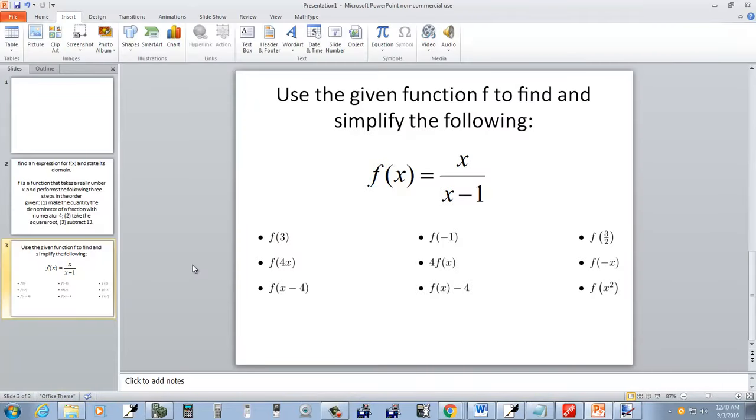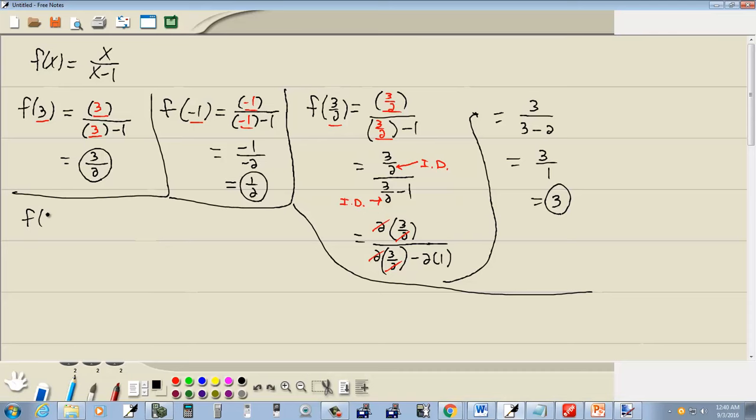Okay, next one is f of 4x. And again, evaluating a function is always the same. You go back to your original function and you replace your variable with parentheses. So I'm going to have parentheses over parentheses minus 1. Whatever's inside of parentheses right here is automatically what you put in here and here. So I'll put 4x in there, and I'll put 4x in here. So that gives us 4x over 4x minus 1. And that would be our answer.